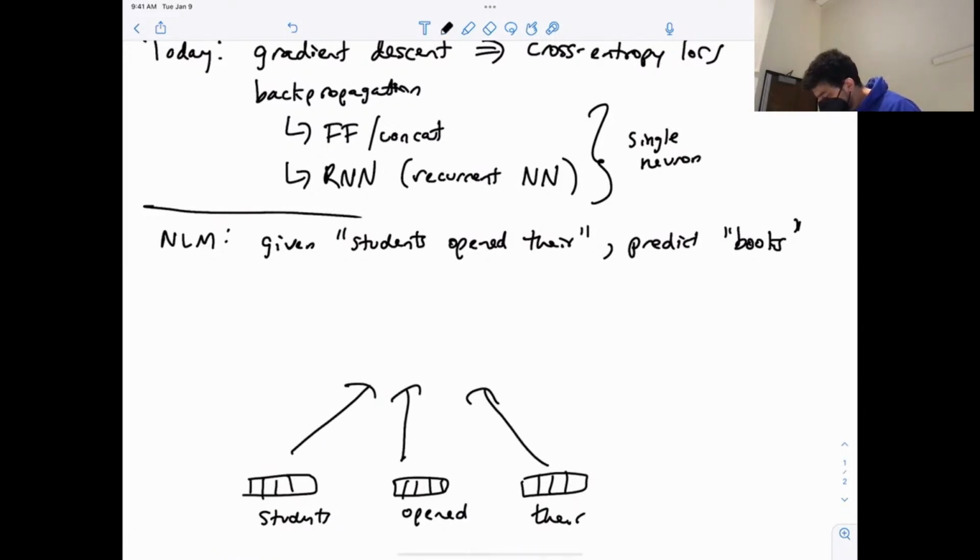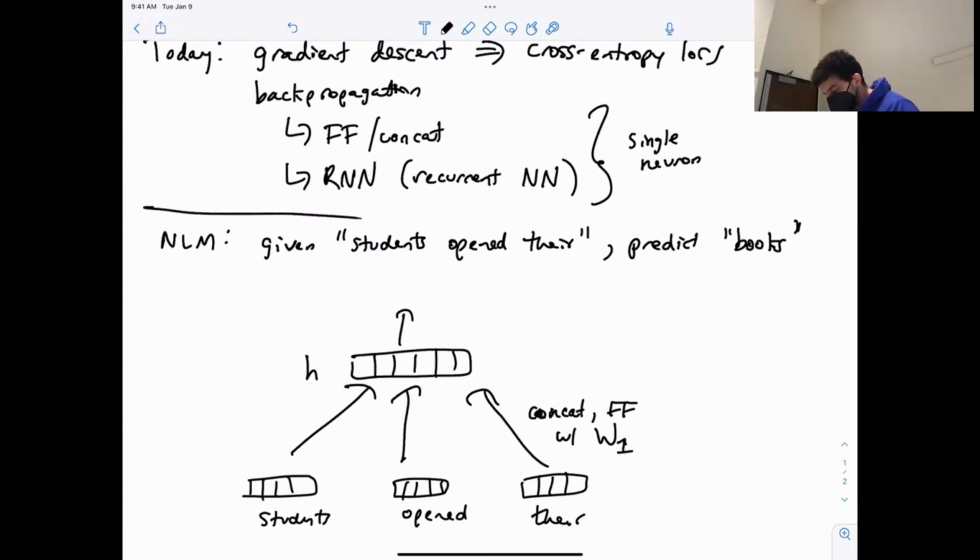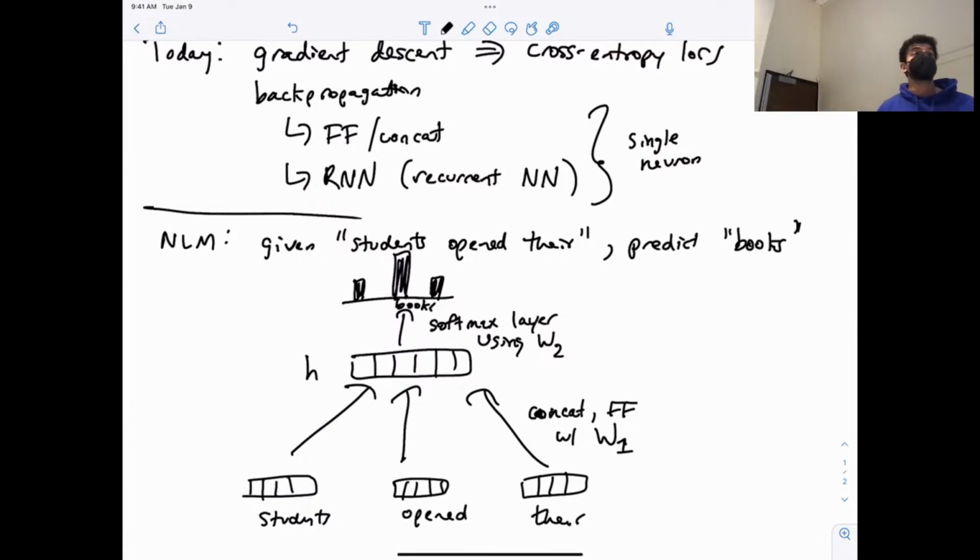Then we concatenated all of these things together, and we got this H vector, which we also applied a linear layer to do this dimensionality reduction. So here we did the concat and feed forward using a weight matrix W sub 1. We'll go over the equation in a bit. And then here we had a softmax layer using matrix W sub 2, and eventually we obtained some sort of probability distribution over all the words in our vocabulary, and hopefully the one with the highest probability is something like books or laptops, right?